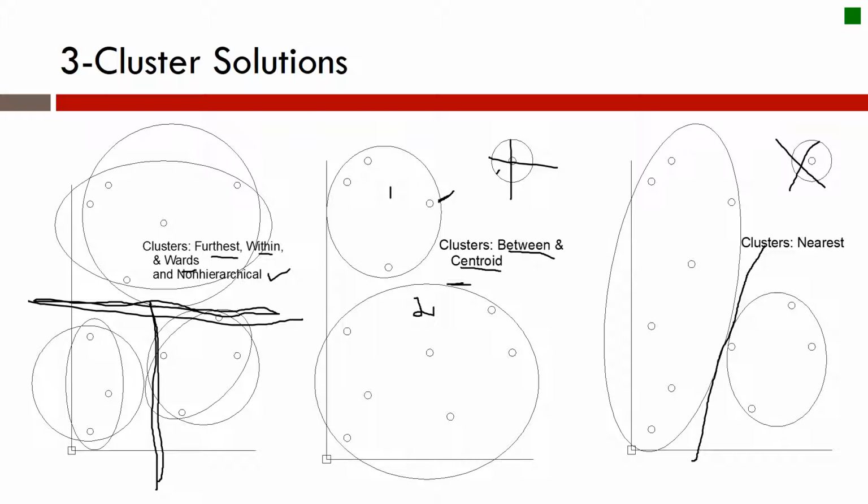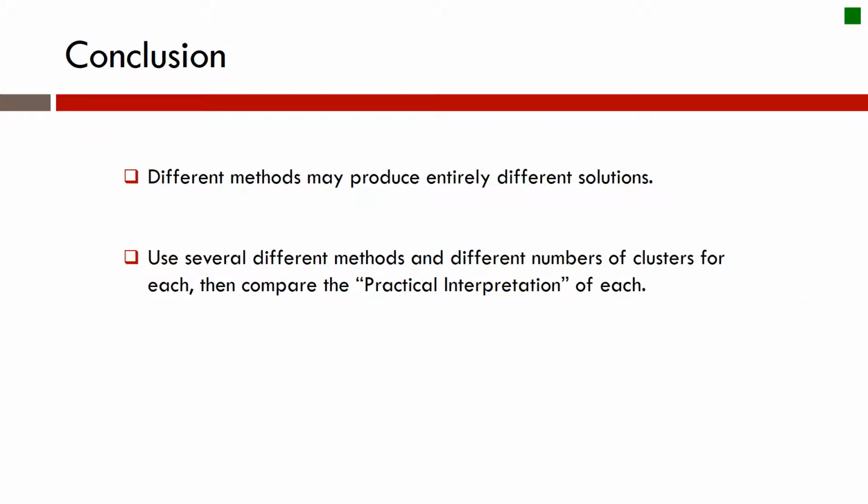And ones that we can use to do a further analysis with. So the cluster type, the method of clustering absolutely matters, and you can play around and try a lot of different techniques here. So different methods may produce entirely different solutions. That's a big conclusion I want you to have. Several different methods using different numbers of clusters then are important, and importantly, you've got to be able to interpret your results.